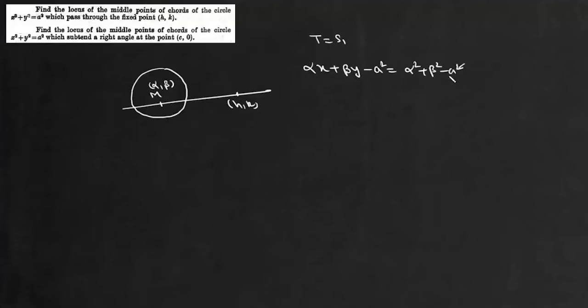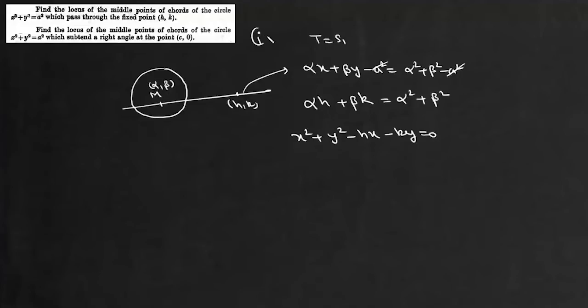So this equation will be alpha x plus beta y minus a square will be equal to alpha square plus beta square minus a square. Now this a square will cancel. Now this chord, it will pass through this point h comma k. So we get alpha h plus beta k will be equal to alpha square plus beta square. In the end, we'll replace alpha with x and beta with y. So this required locus will be this circle x square plus y square minus hx minus ky equals 0. So that's your first question.